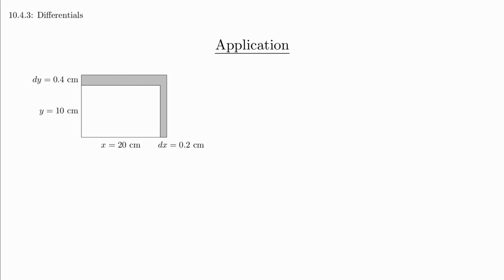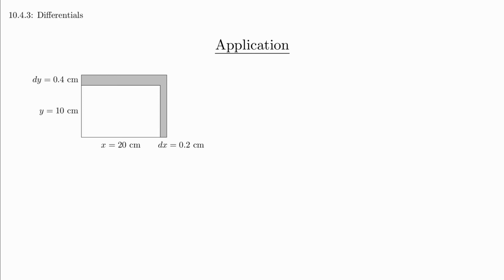Let's look at an example. Suppose you have a machine that cuts rectangles. It's supposed to cut rectangles of width 20 centimeters and height 10 centimeters. However, because of machining tolerances, the width can be off by as much as 0.2 centimeters, and the height can be off by as much as 0.4 centimeters. We are going to use differentials to approximate the potential error in the area.